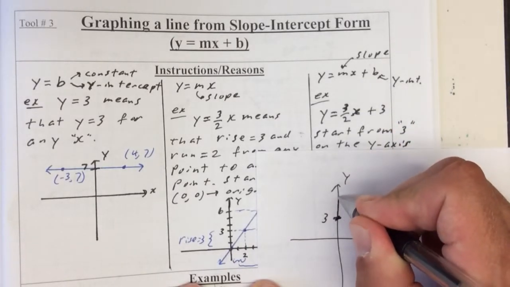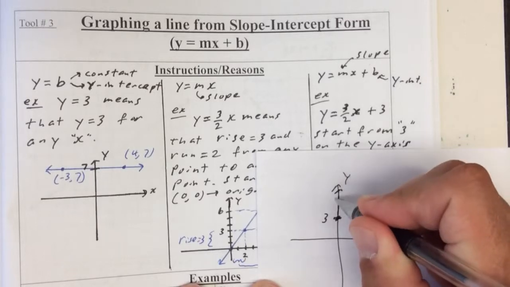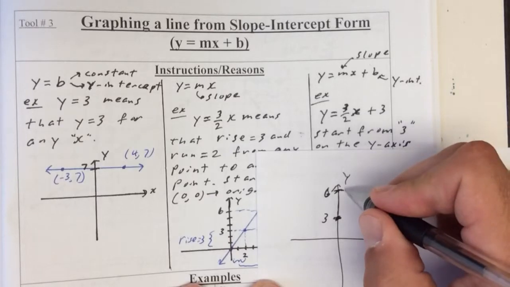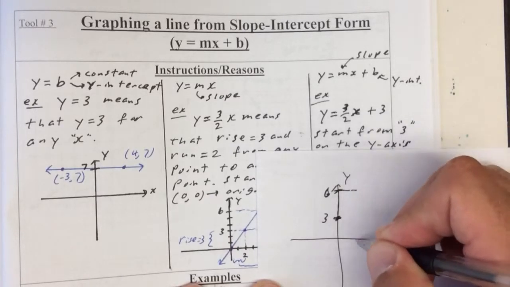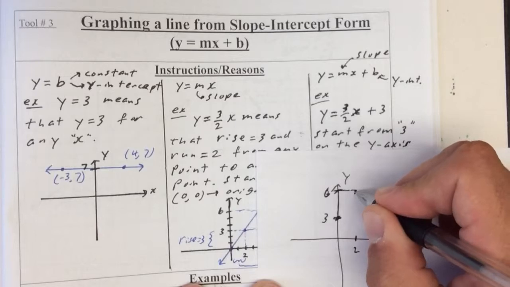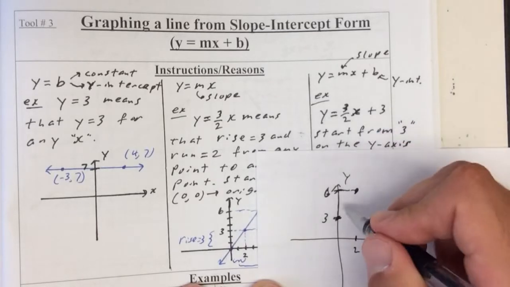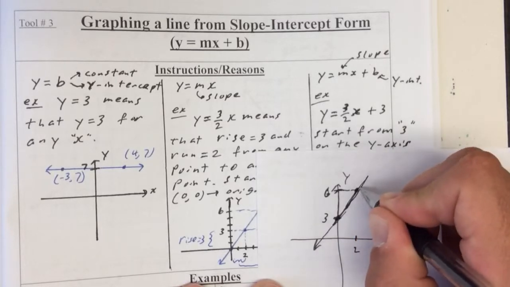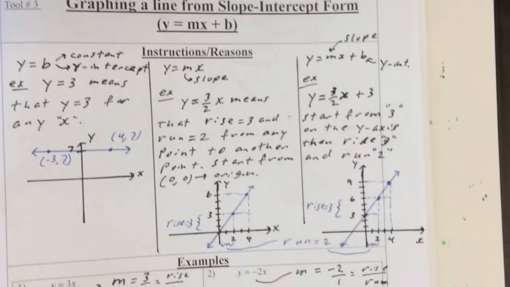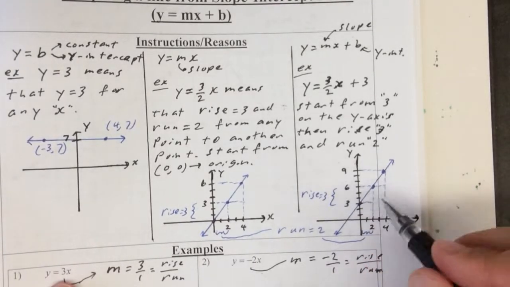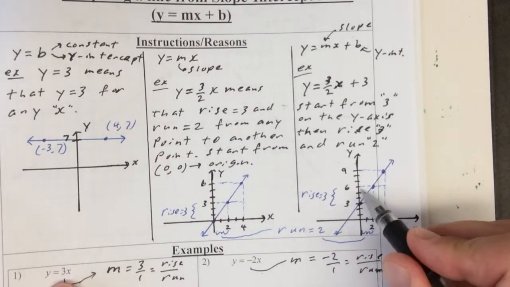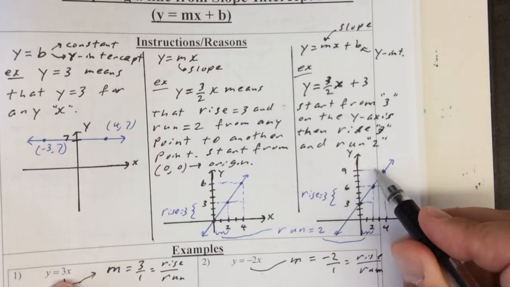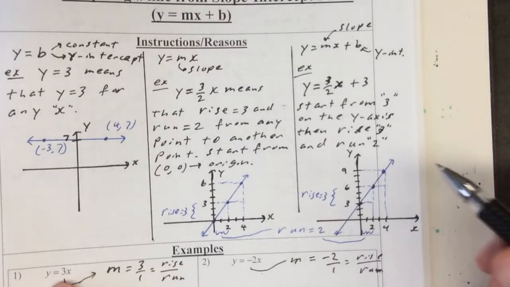So you're going to go up 3. So 3 plus 3 is 6. And then you're going to run 2. Okay, so there's 2. And that's going to give you another point on the line. And once you have 2 points, you can graph a line. There and there. So basically this is what you've got. Rise 3 from that y-intercept. Run 2, you get a second point. You want a third point? Rise 3 and run 2 again.